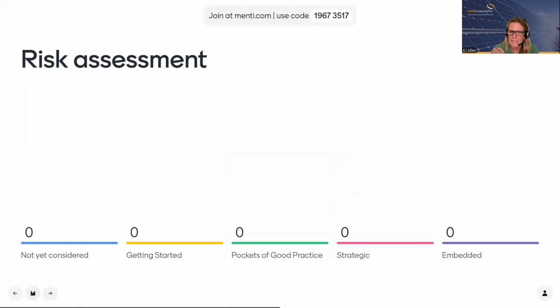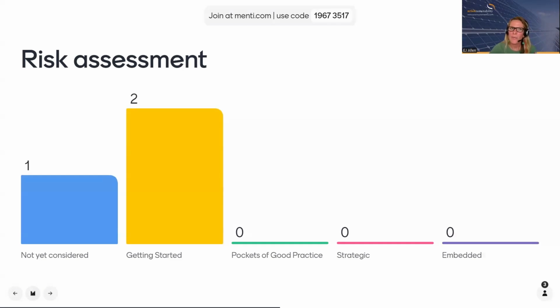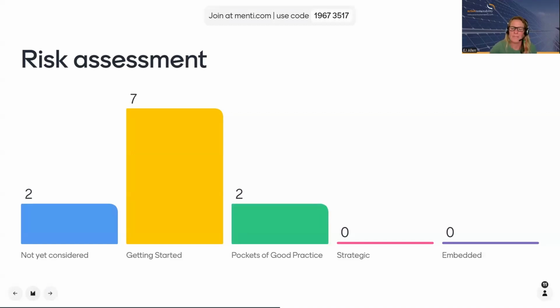So if you're getting started, I would say your organisation has acknowledged and recognised there are risks, but you haven't yet begun to assess the risk. So that's getting started. Pockets of good practice. You've probably assessed the risks in maybe either your operations or in your supply chain. For example, you might have identified that there are risks in solar PV supply chain, or you're aware that you employ most of your workers through labour agencies in low skilled or low paid roles. So you realise there's a risk there.